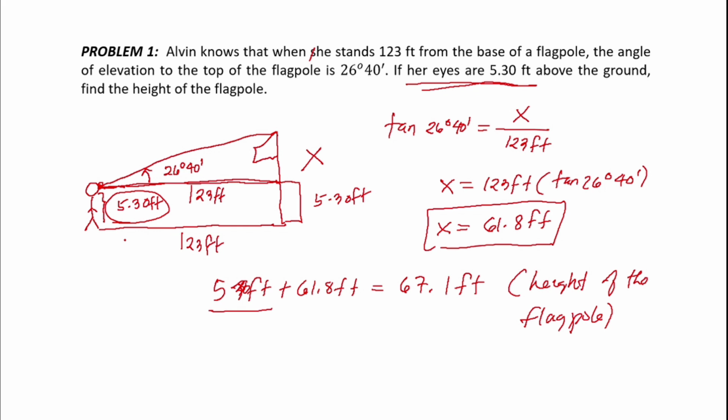So we have 67.1 feet, which is three significant figures based on the given. So 67.1 feet is the height of the flagpole above the ground. We just add the result, and that's the height of the flagpole.